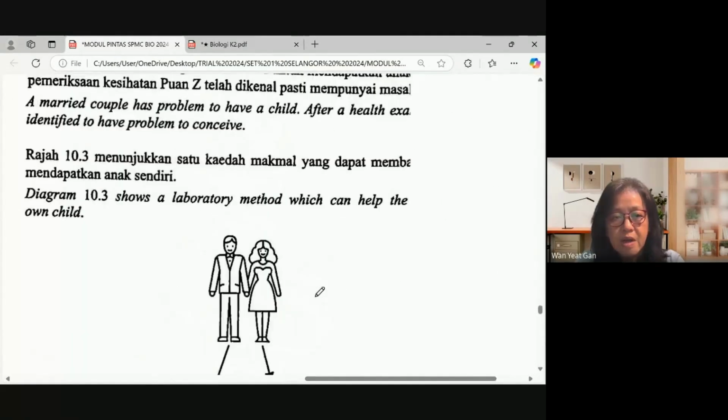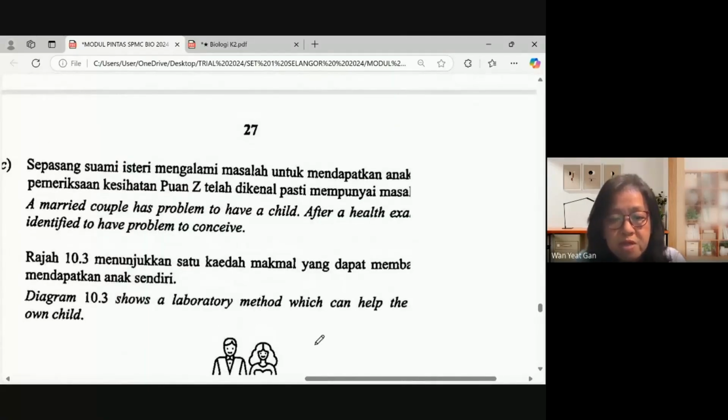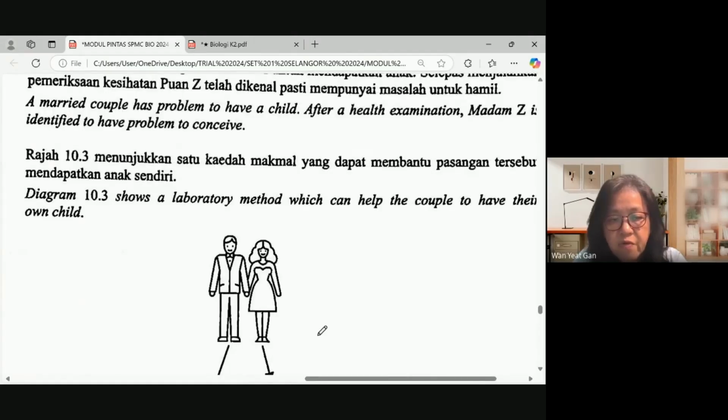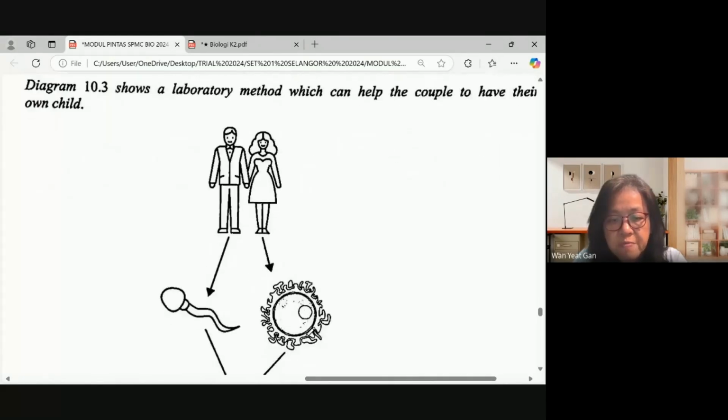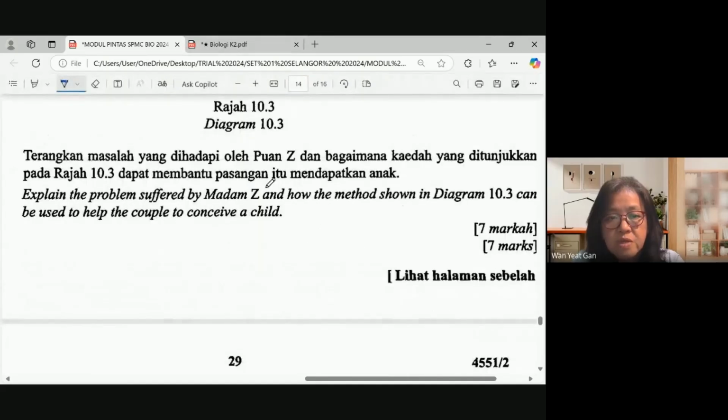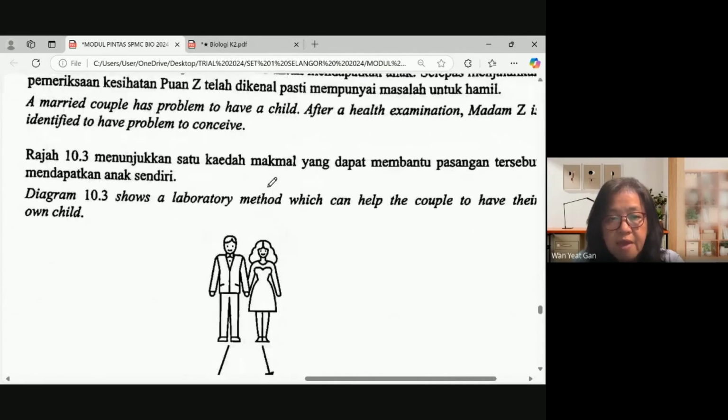A married couple has problem to have a child. After a health examination, Madam Z is found to have a problem to conceive. So they suggest a method for the couple to have children. So this method is IVF. Explain the problem suffered by Madam Z and the method shown, which can be used to help the couple to conceive a child. So the method here is IVF.